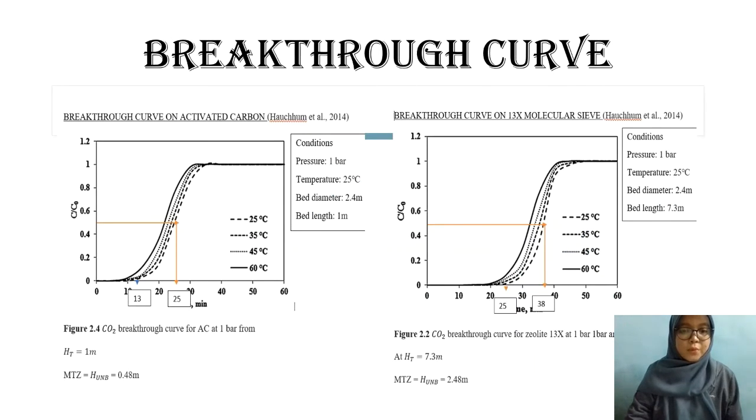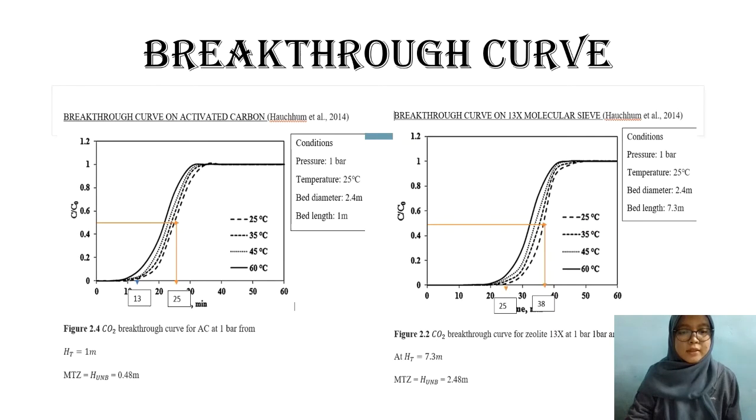Moving on to the next point, the breakthrough curve. A breakthrough curve shows the ratio of the outlet concentration and the influent concentration against the contact time at atmospheric pressure and at a given temperature. The mass transfer zone, MTZ, in a packed bed system is defined as the zone of the packed column where the active adsorption happens.